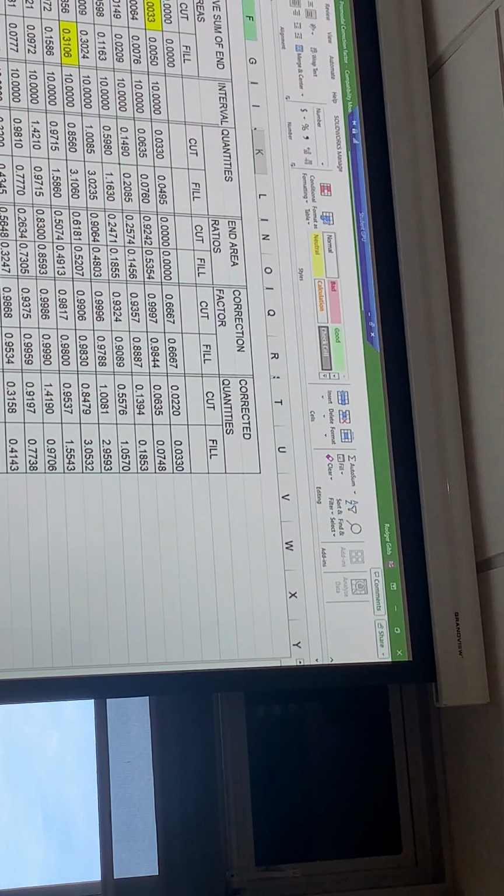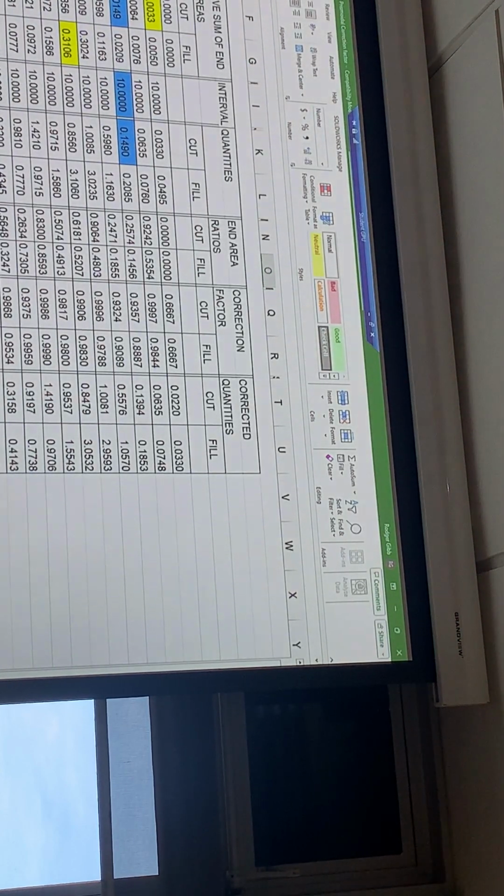Quantity of cut equals 10 times the average end area. We do a fill, that quantity of fill equals 10, in this case the interval, times that one there, G7 times G7.